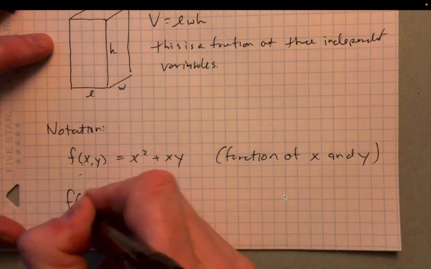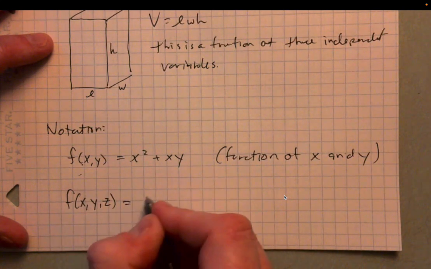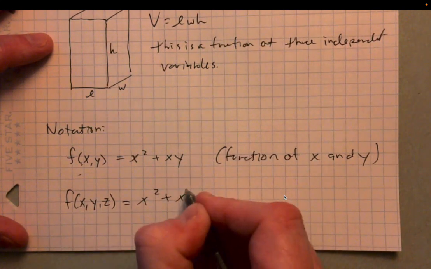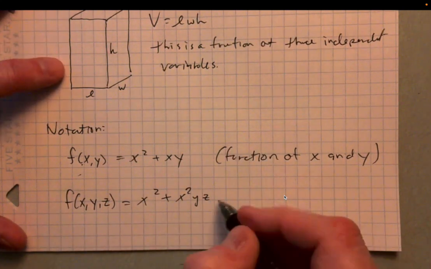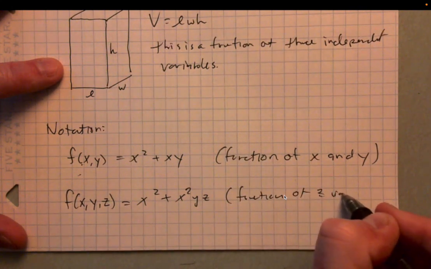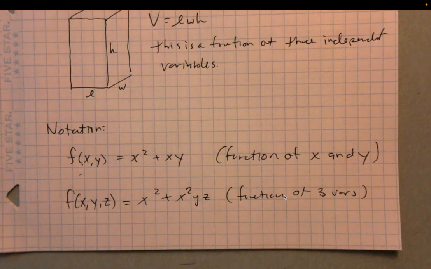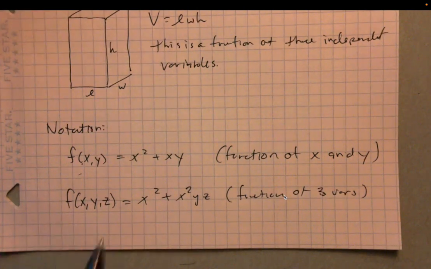Similarly, if you have three variables, this would be something like x squared plus x squared y z or something. So this is a function of three variables. You can kind of get the picture here. You can just list whatever variables are in the function inside the parentheses in this manner. That's how this stuff is notated.